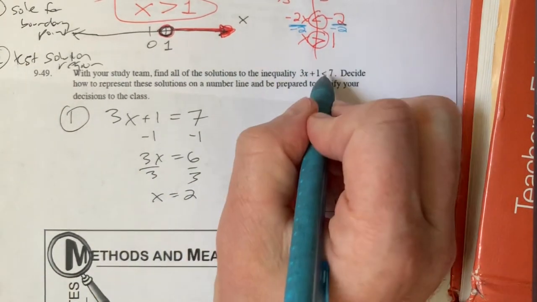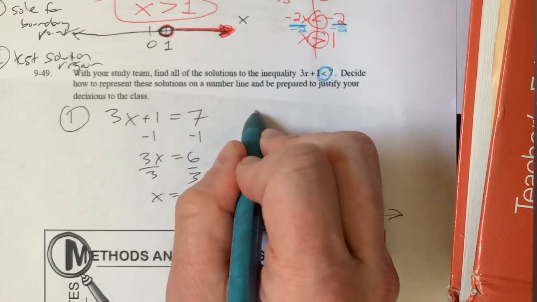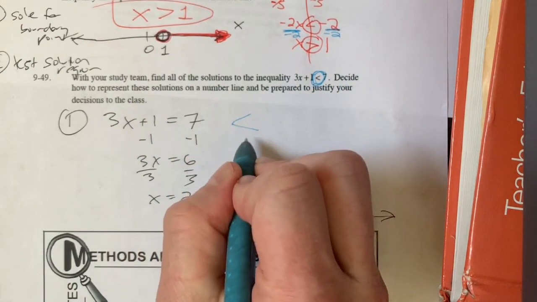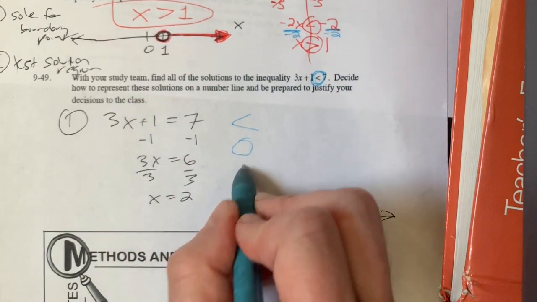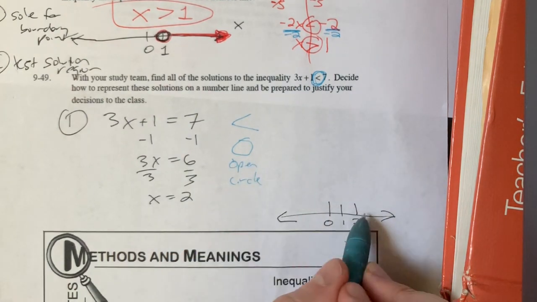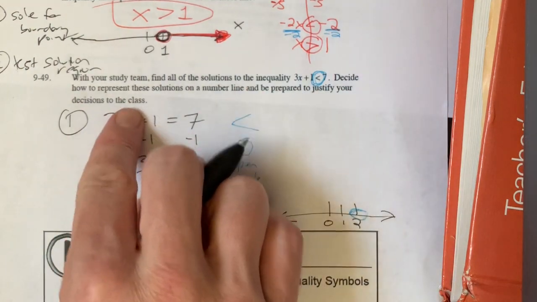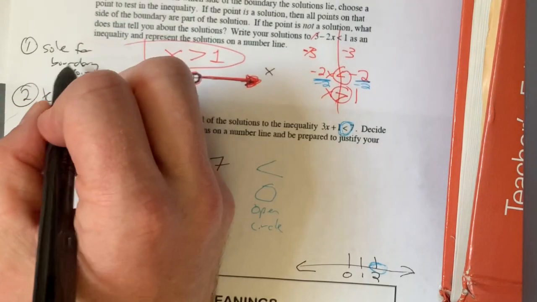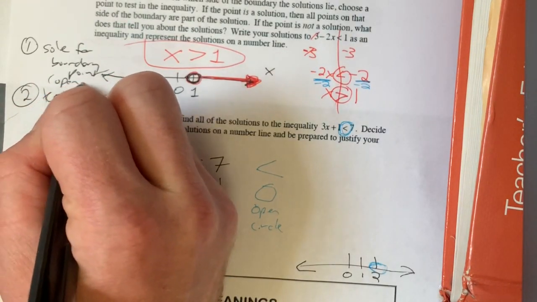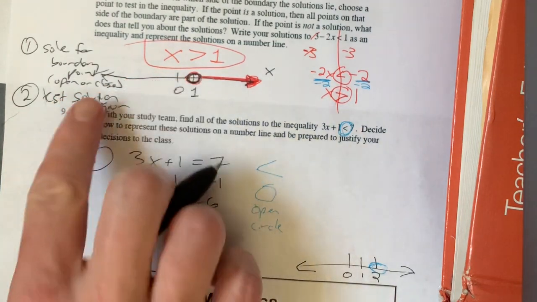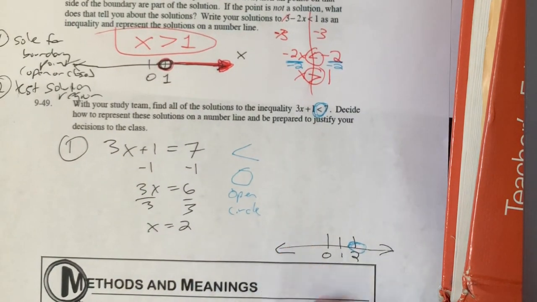We have a non-inclusive symbol right here. We have less than, so I'm going to do an open dot, an open circle at the boundary. That's something that a lot of people forget to do, so make sure you always go back. Solve for the boundary point, and it could be open or closed, and then you've got to get your solution region. So let's go ahead and get a solution region.